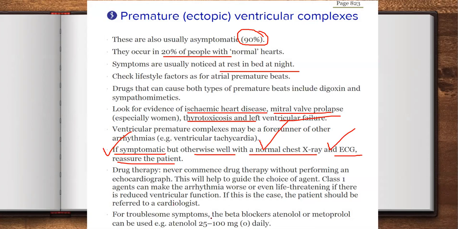And sometimes for ventricular ectopics, if the patient has troublesome symptoms, you can prescribe a beta blocker. But when you want to give a specific treatment, like antiarrhythmic treatment, you should always do an echocardiogram first. Never commence drug treatment without performing an echo, because class 1 antiarrhythmics can make this arrhythmia life-threatening. In that case, you need to refer this patient to a cardiologist. But most patients with ventricular ectopics don't need any specific treatment. It's very common unless it's an elderly patient and very symptomatic.